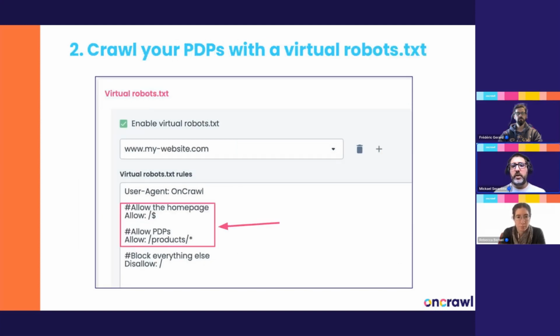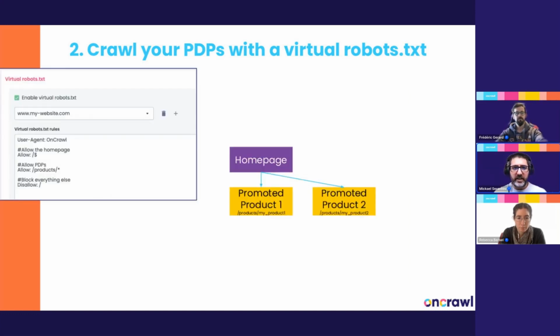Now let's say we want to crawl only our product detail pages with a virtual robots.txt. We could do it, but we'll see the limits. Same mechanism: we enable the virtual robots.txt, allow the home page with Allow: /$, allow the PDPs with the rule Allow: /products/*, and then disallow everything else. So we want to do it this way, but we'll see the limits.